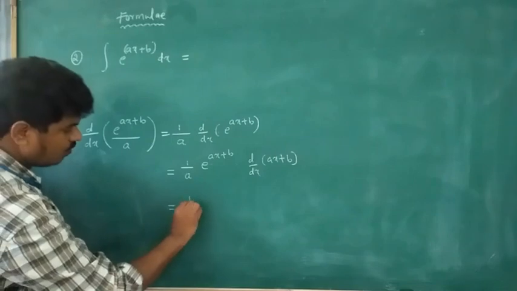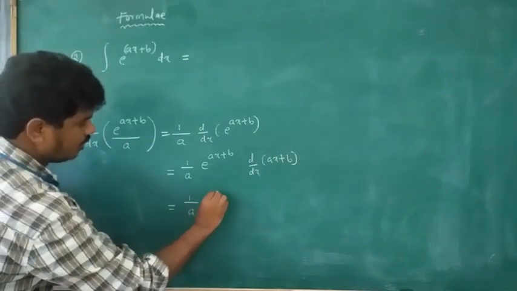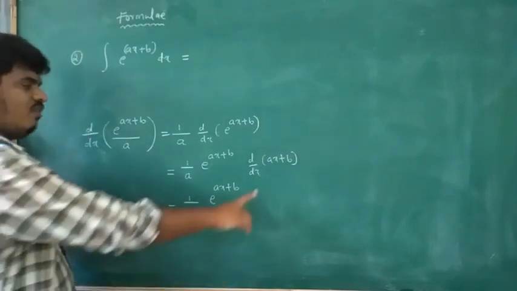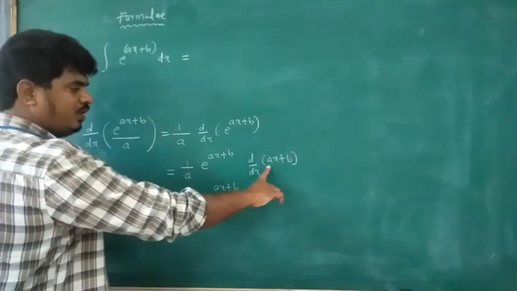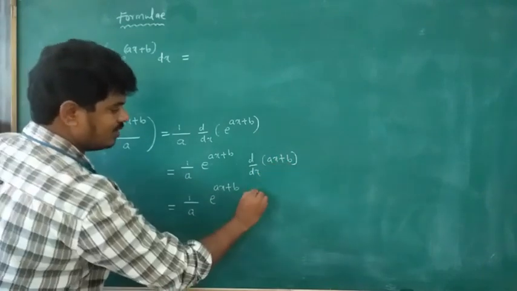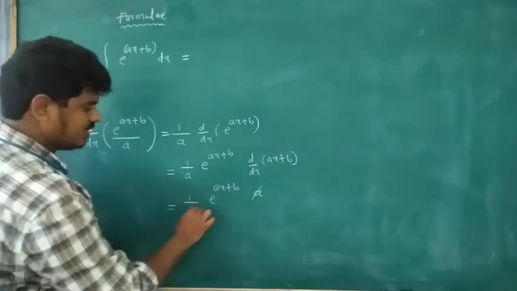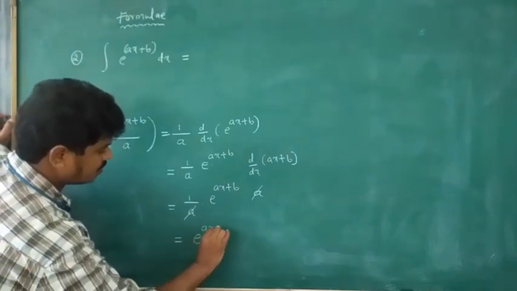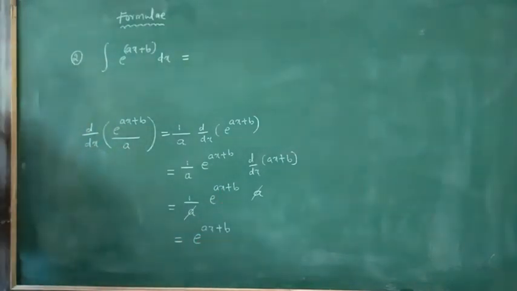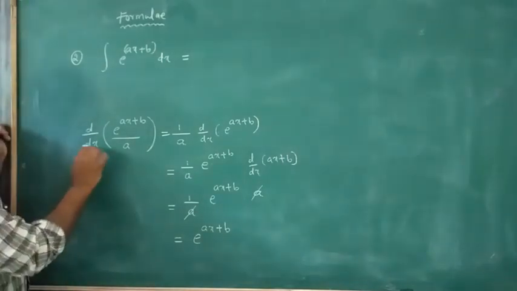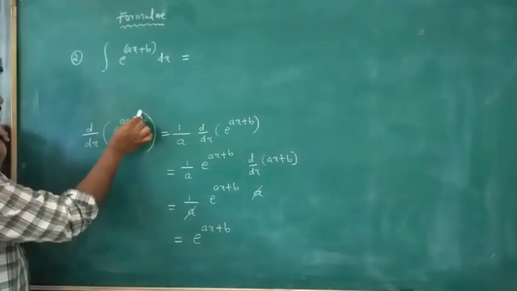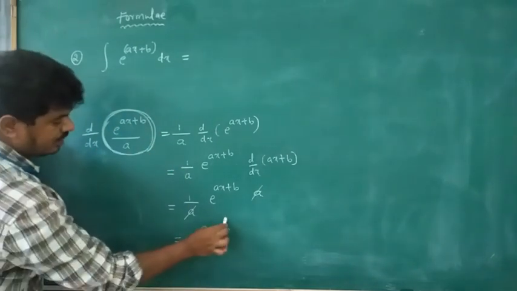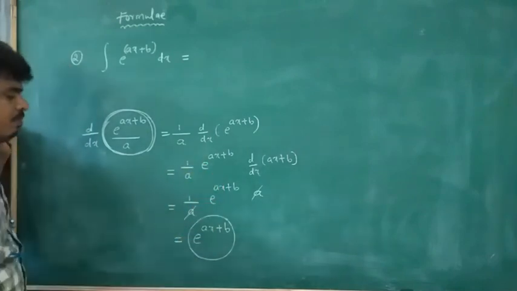That is equal to 1 by a into e to the power of ax plus b into the derivative of ax plus b. What is that? A into 1 plus 0, that is a. By cancelling this a, what do we have? E to the power of ax plus b. Just concentrate here. The derivative of e to the power of ax plus b divided by a is e to the power of ax plus b.